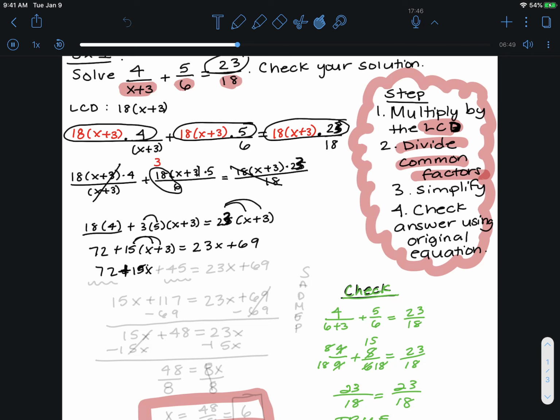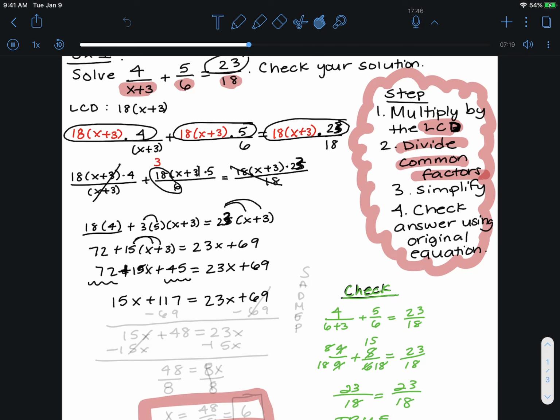And then 15 times 3 is going to be 45, equals 23x plus 69. We can go ahead and combine like terms. So 72 plus 45, and that is going to give you 117. So you're going to get 15x plus 117 equals 23x plus 69.